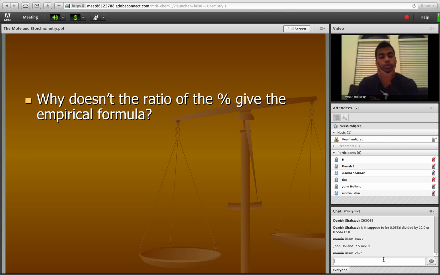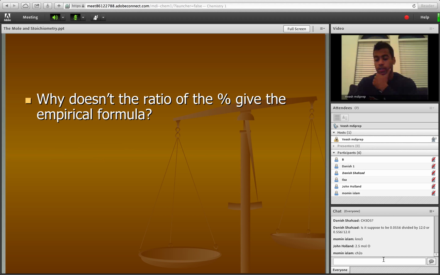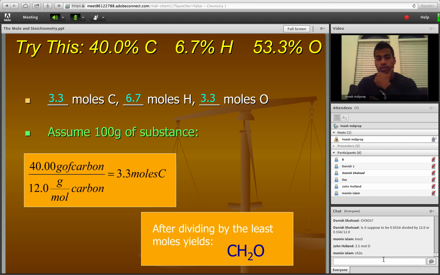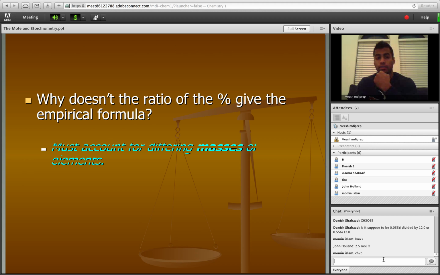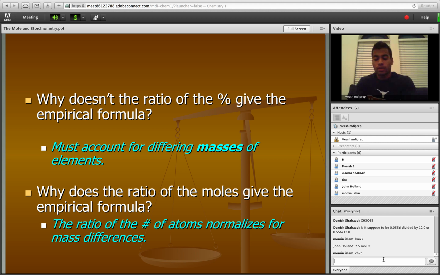Why doesn't the ratio of the percentage give the empirical formula? So you have to account for the differing masses of the elements. That's why you can't just take the percentages that they give you at the very top of that slide and just come up with the formula. You have to take into account the masses. And that kind of just integrates the concept of the percent composition by mass as well. Why did the ratio of the moles give the empirical formula? Because the ratio of the number of atoms normalizes for the mass differences.